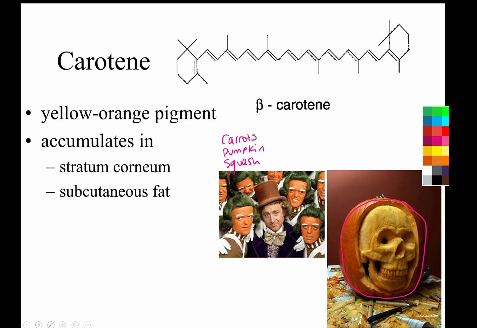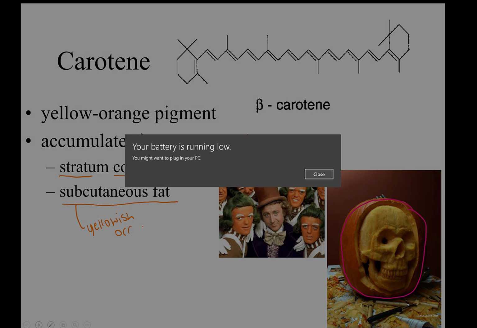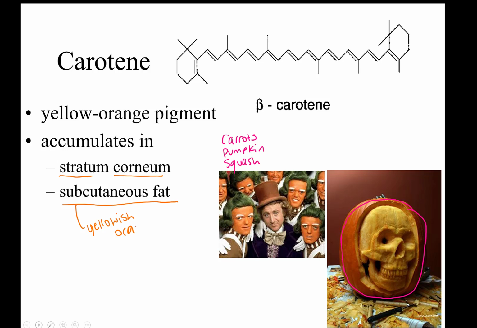Also, to be festive, let's make my pen orange. So it accumulates in the stratum corneum and in the subcutaneous fat. So human fat is yellowish orange. And that is because of the accumulation of beta carotene.